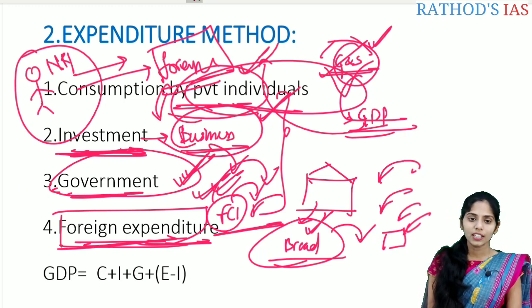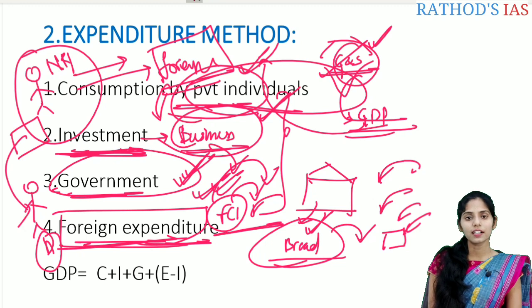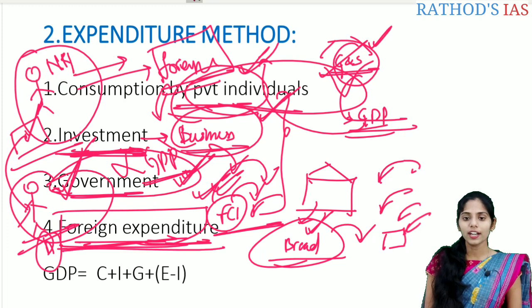For example, if there is a person A, he wants to buy a foreign car. So he is bringing the foreign car from another country to India. So this will be an import. So this expenditure of this person will not be accounted into the GDP of India, because it is an import. So in this way, in the foreign expenditure, we can say there is a net foreign expenditure. That means exports minus imports.